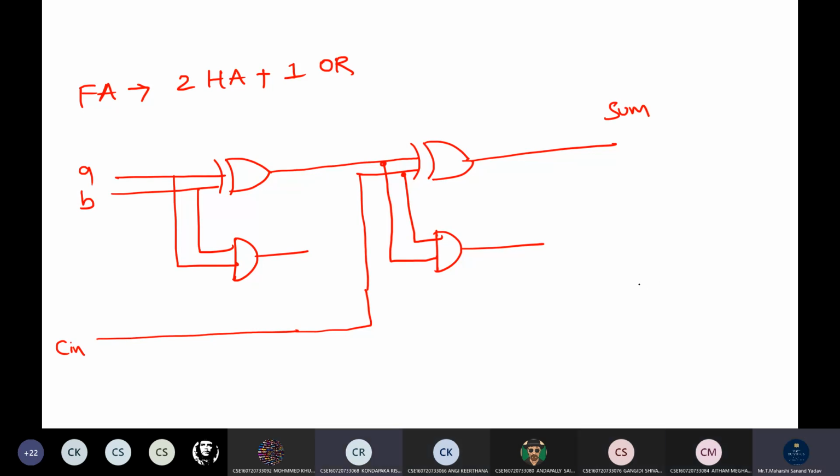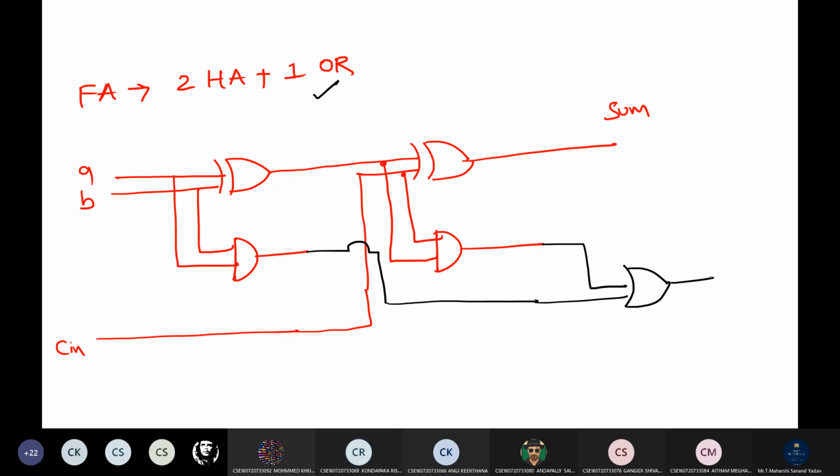For carry, externally we need to apply one OR gate. So take one OR gate, and the output of this AND gate should be given as the input now. So that output will be carry. So this is how we will implement a full adder by using two half adders and one OR gate.